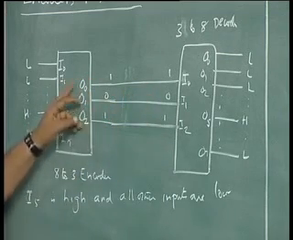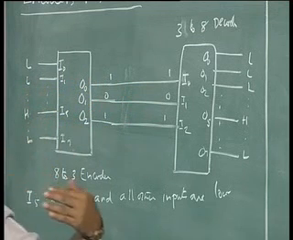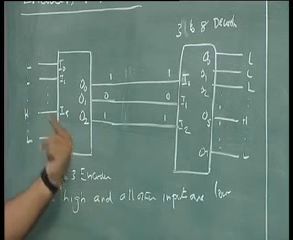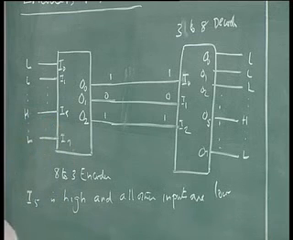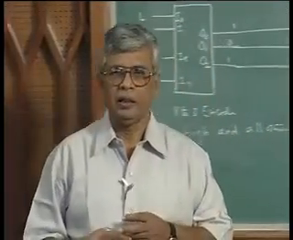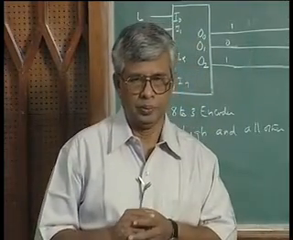Here of course there may be a problem with more than one input being high. In that case we will have a priority scheme built in. In such a case it will be called a priority encoder, as opposed to a normal encoder. A priority encoder will have a priority scheme built in, saying when more than one input is high, which of those inputs will be recognized and coded at the output.